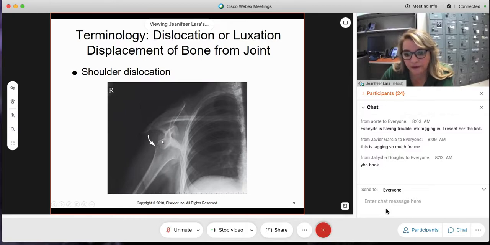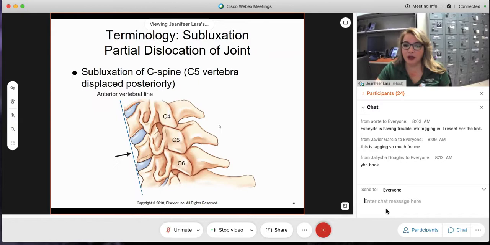Here we have the humerus. This is the humeral bone, the right one. The head is supposed to be articulating with the glenoid cavity. You can go into your Bontrager book and look at a normal, non-dislocated shoulder to compare and contrast. Make sense? Yes? Perfect. All right.